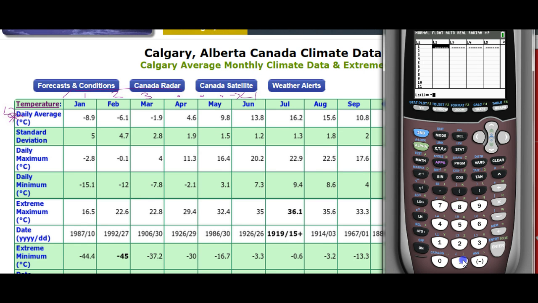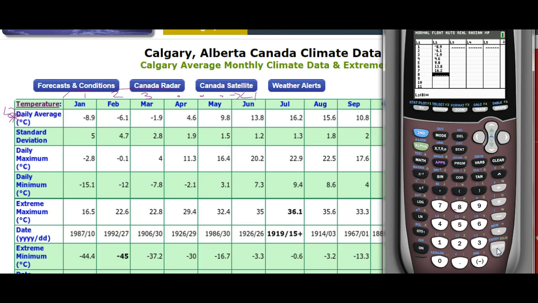So negative 8.9, 8.9, negative 6.1, negative 1.9. Okay, at least we're in April now. We've hit positive territory. So the average daily temperature for the month of April should be 4.6, 9.8, 13.8, 16.2. So all they do is just measure the temperature every day, right?